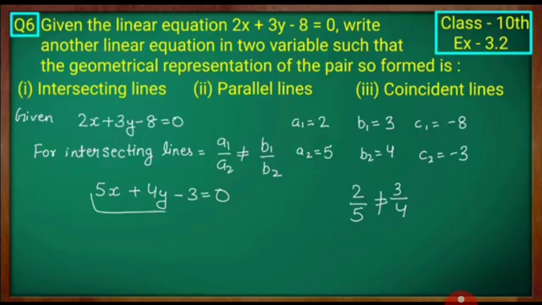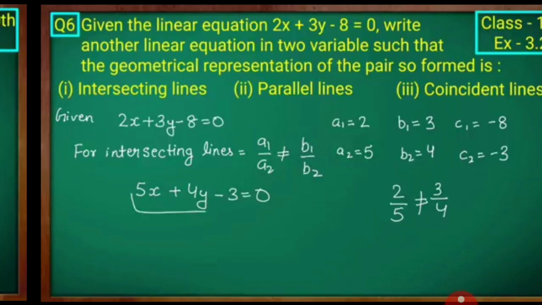Accordingly, according to the values of a2, b2 and c2, we have to write a linear equation in standard form like ax plus by plus c is equal to 0. Now you see, for a2x we put the value of a2 as 5, so 5x plus b2y, I have taken 4y, and c2 minus 3 is equal to 0. Is it clear? For the second point, parallel lines.